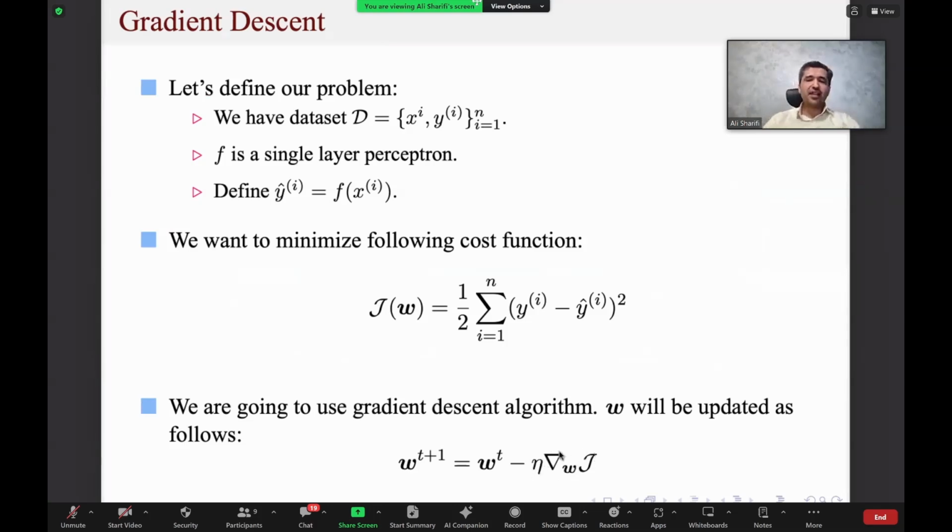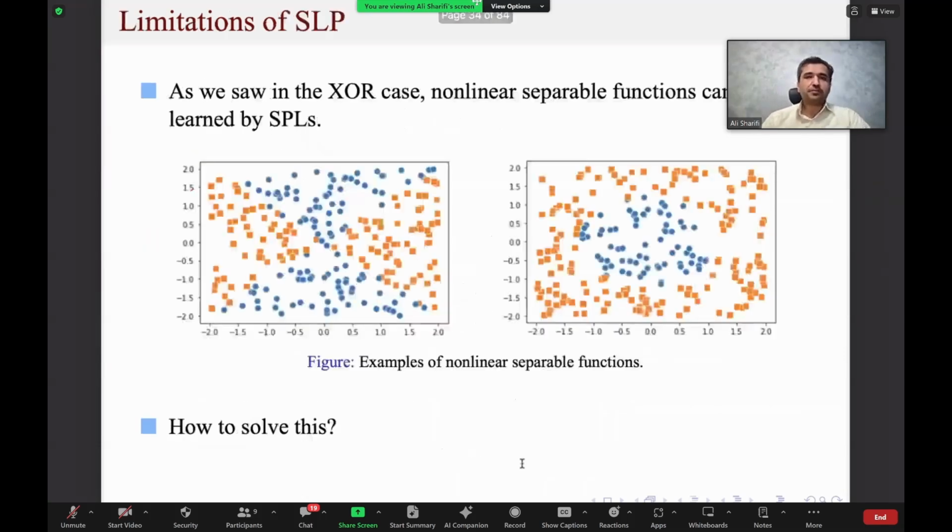And the gradient means a vector that points towards the direction of most increase of the loss function. So minus is exactly the reverse direction, which is decreasing the loss function.